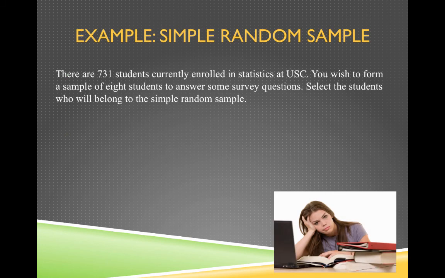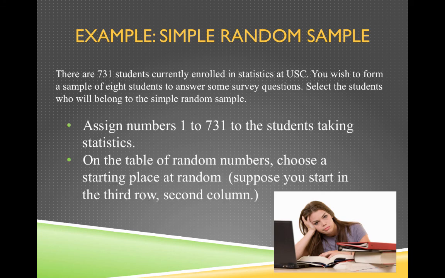All right, so what's another example? There are 731 students currently enrolled in statistics at South Carolina. You wish to form a sample of 8 students to answer some survey questions. Select the students who will belong to the simple random sample. So we're going to assign numbers 1 to 731 to the students taking stats at South Carolina. And then here we're going to use a table of random numbers.